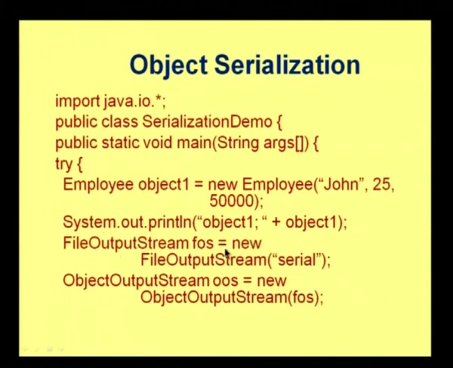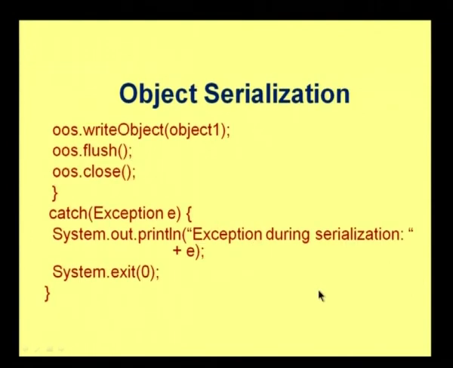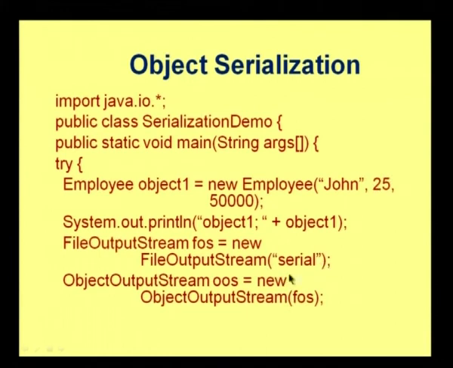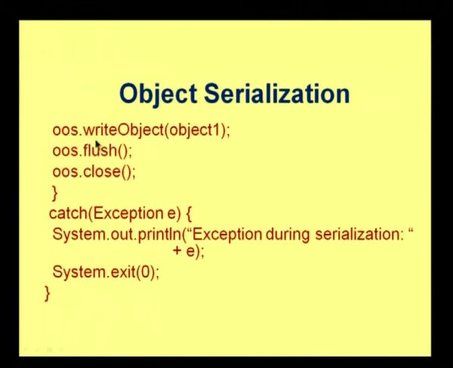So I have opened a FileOutputStream, and then I have opened an ObjectOutputStream. Now this "serial" is the file name in which we are going to store the serialized Employee object. Now I am writing writeObject. The writeObject method is available in your stream. So I am giving writeObject and then your object name, and then I am flushing the stream, and then I am closing the stream.